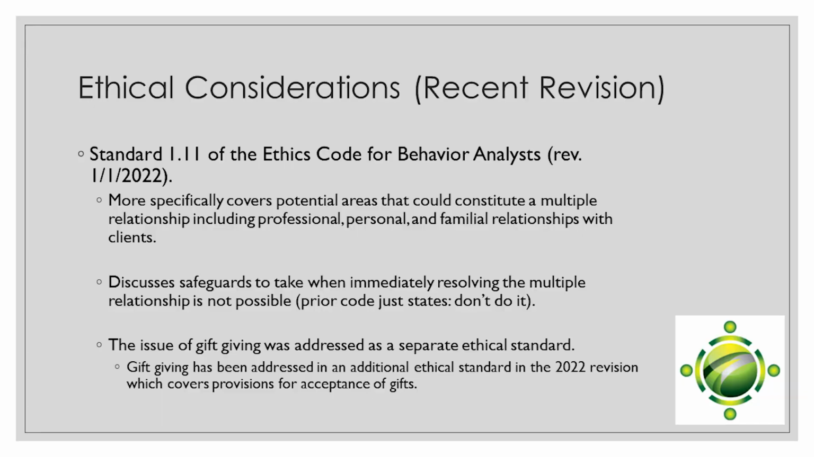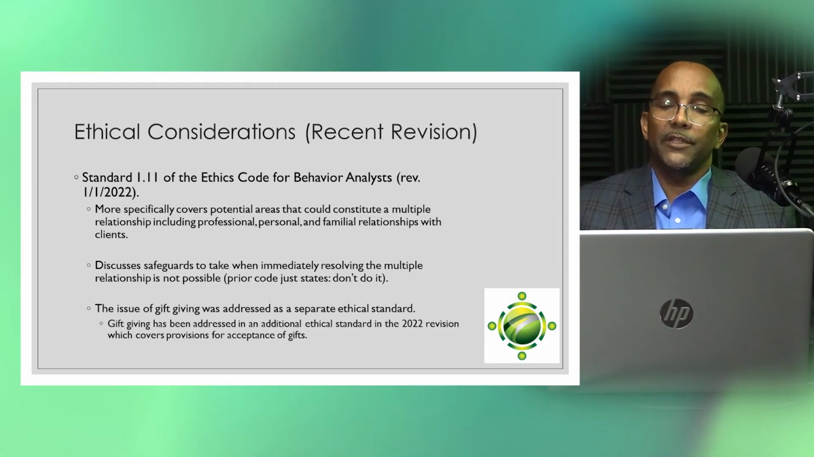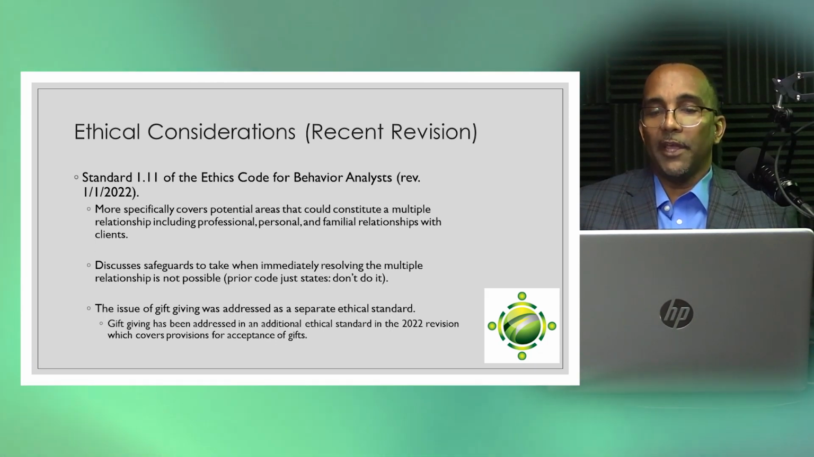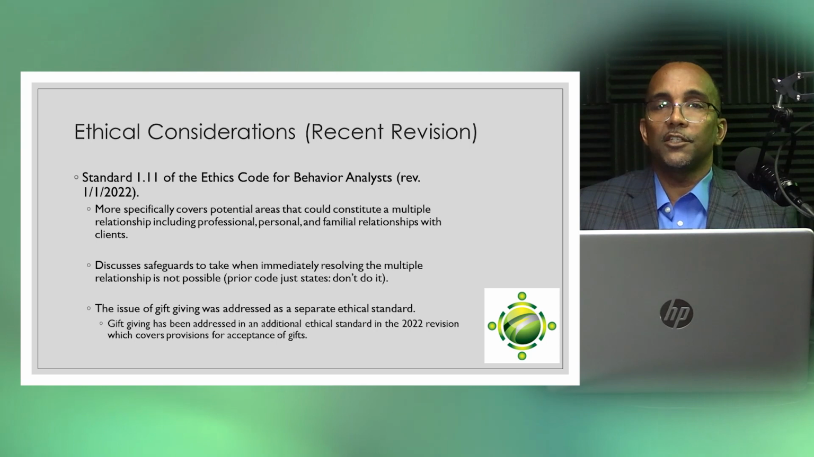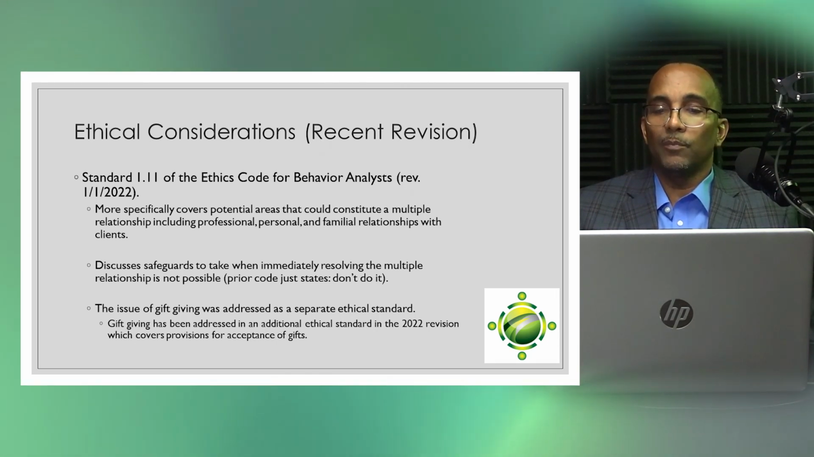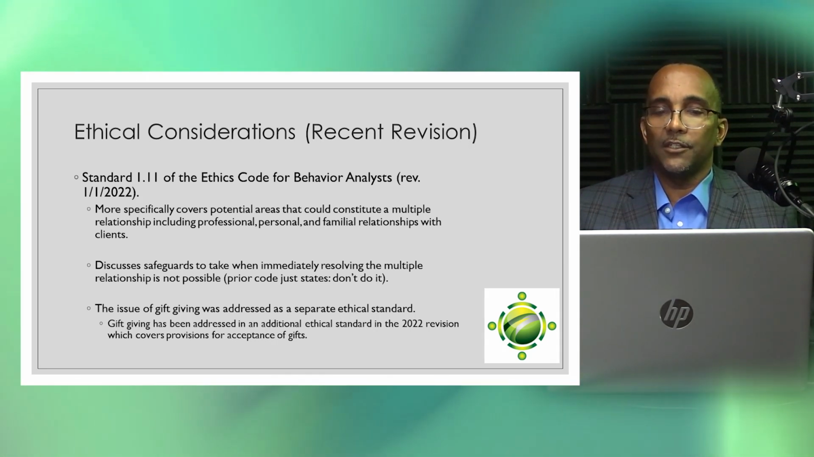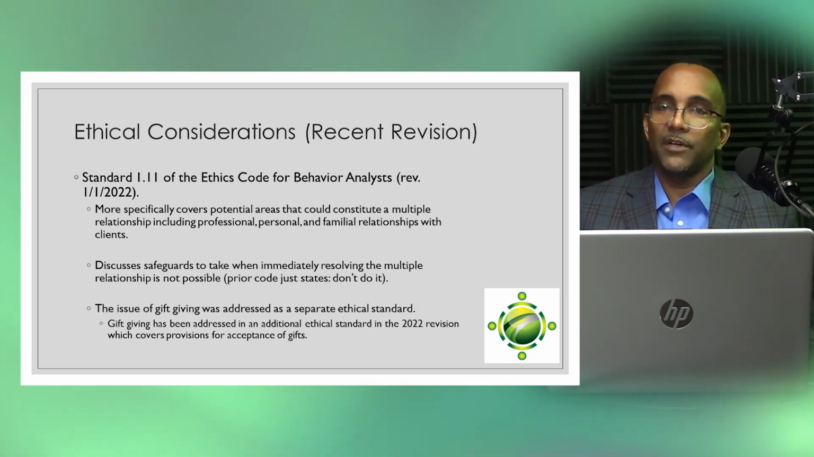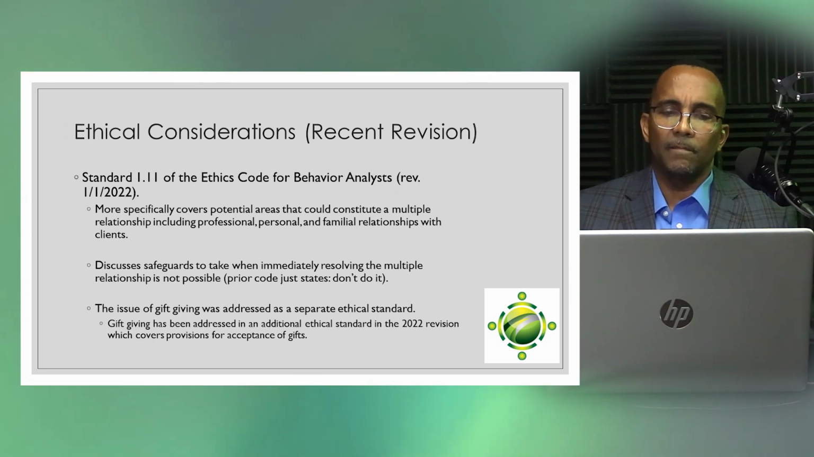So the revised code that we just started in January 2022 more specifically covers potential areas that could constitute a multiple relationship, including professional, personal, and familial relationships with clients. These things weren't indicated in the prior code. It just pretty much had vague generalities about multiple relationships and things of that nature. However, this is covering more specific information in terms of areas where those things could potentially occur.